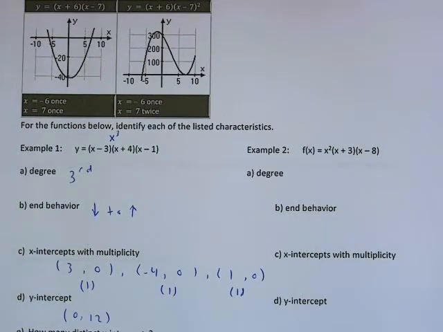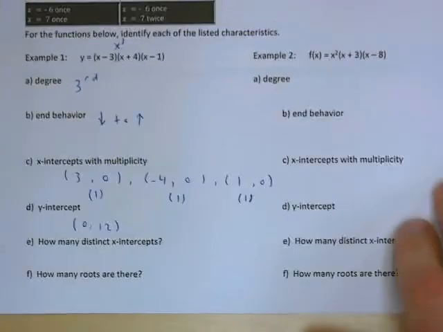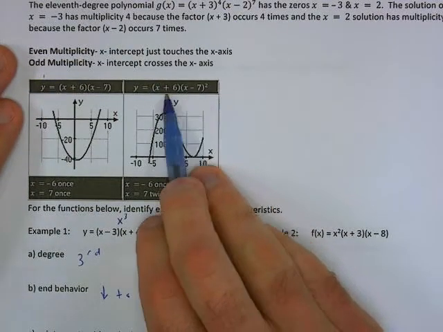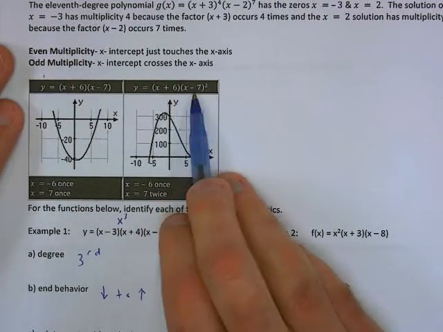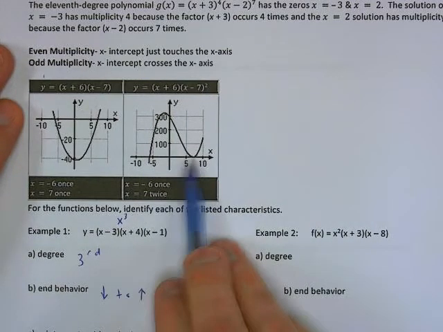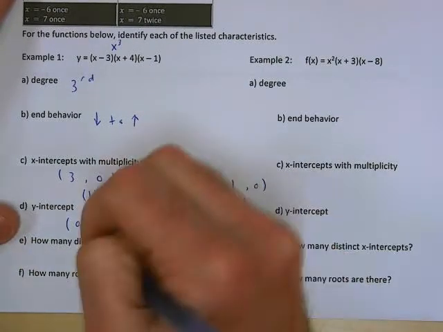Next, how many distinct x-intercepts? So distinct means different x-intercepts. In other words, nothing to do with the multiplicity. So here, in this example up here, we have 3 answers, negative 6, positive 7, and positive 7 again, but we only have 2 distinct x-intercepts. Okay, so how many distinct x-intercepts do we have here? Well, we have 3 different x-intercepts, so there'd be 3 of them.